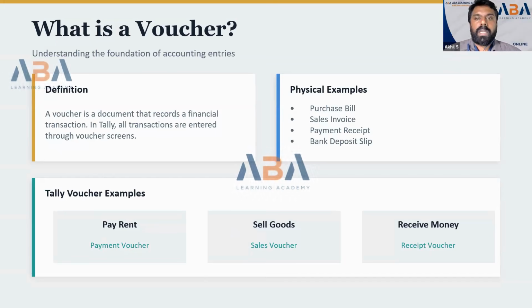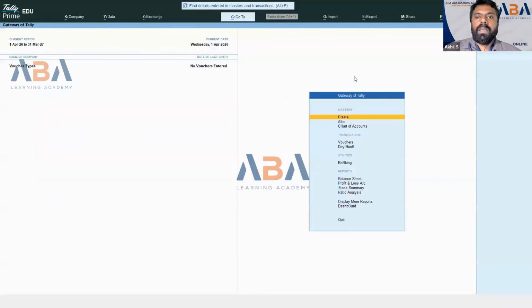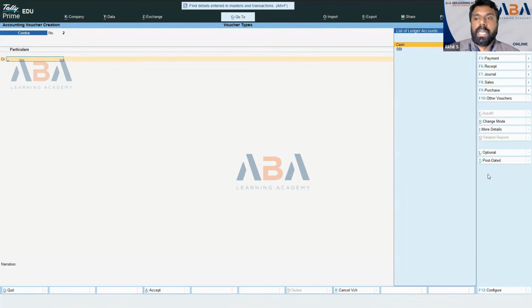Okay, so let me share my Tally screen. Here you will be able to see the Gateway of Tally. Under the transactions column, there is an option called vouchers. If you select vouchers, as we have previously seen with the shortcut keys, what is the shortcut key here? The bold letter in vouchers at the top is showing as B. So just press B and it will take us to the voucher entry screen.